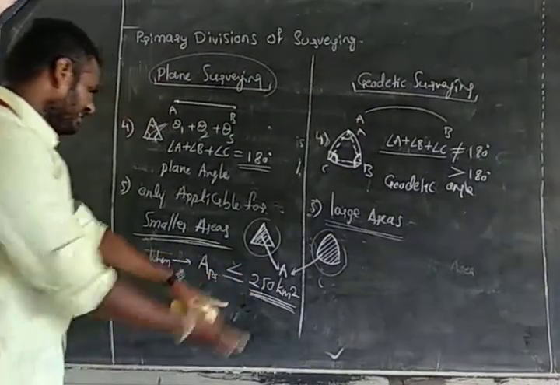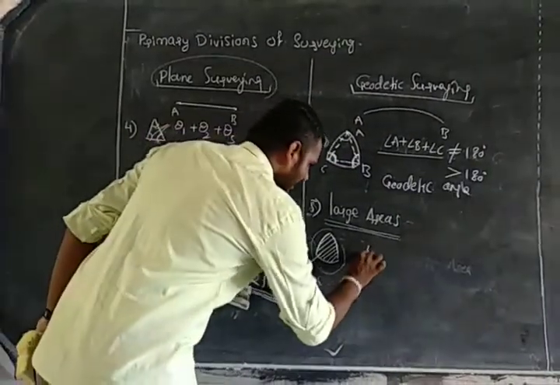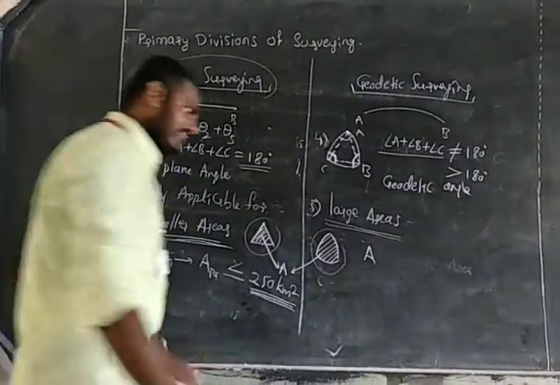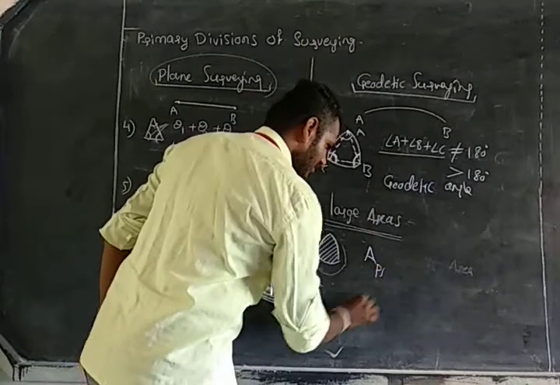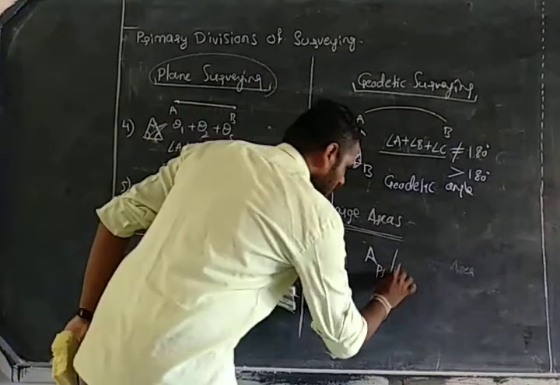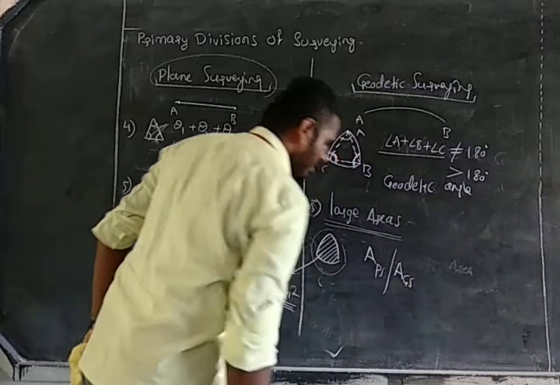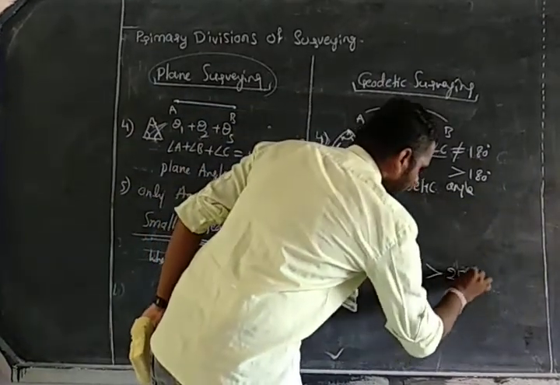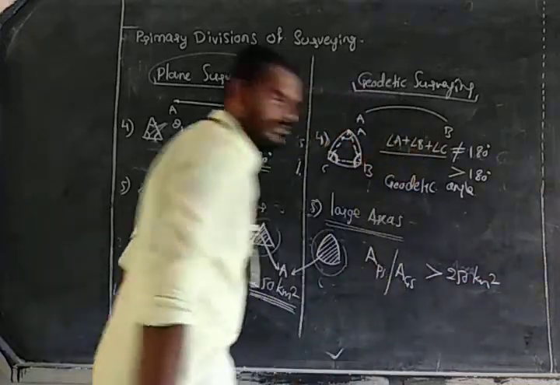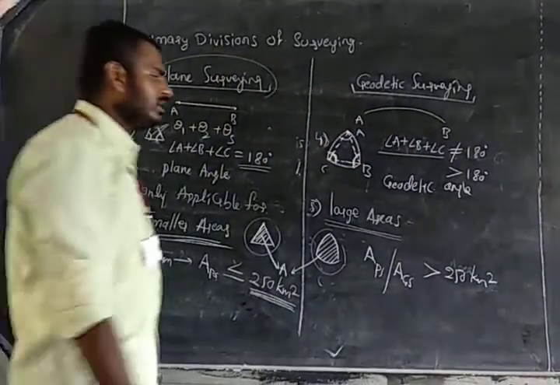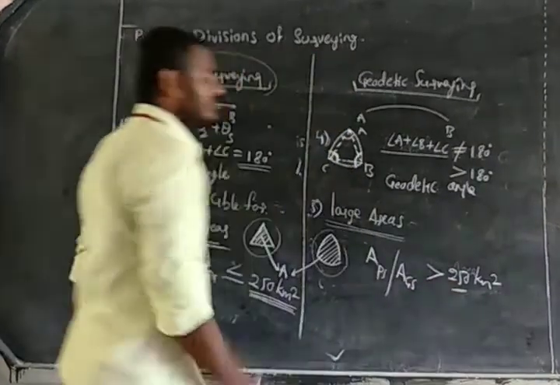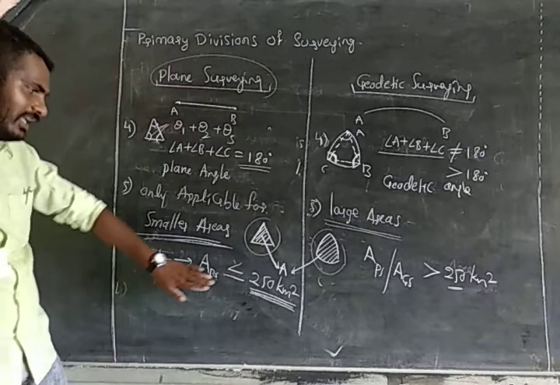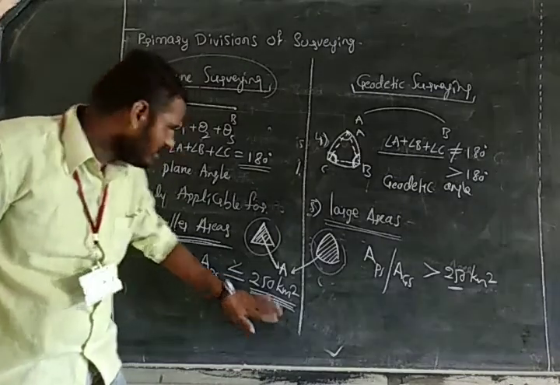So when the area calculated, even in plane survey, or you can also take it as the area calculated in geodetic survey, is greater than 250 square kilometers, then we call such a survey geodetic survey. Okay, so that is the difference regarding area, where the area is limited to 250 square kilometers for smaller areas.